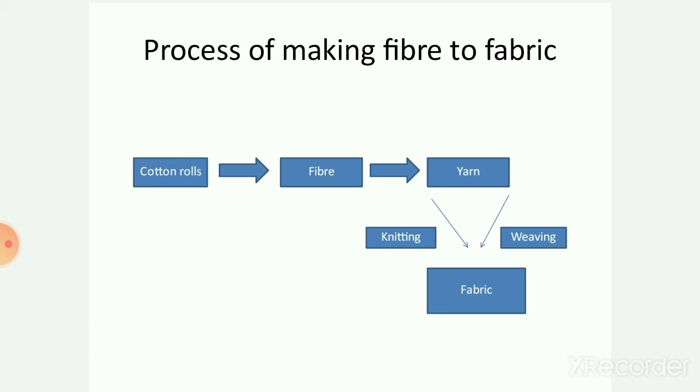Fibers we are getting from plants or animals. Here plant detail is there. Cotton balls, we are getting cotton rolls. Cotton rolls are used to get cotton fiber, and from cotton fiber we are getting cotton yarn. By twisting 2 or more cotton yarns, we are getting fabric. It's fiber to yarn and yarn to fabric. Yarn to fabric can be done by knitting or by weaving process.